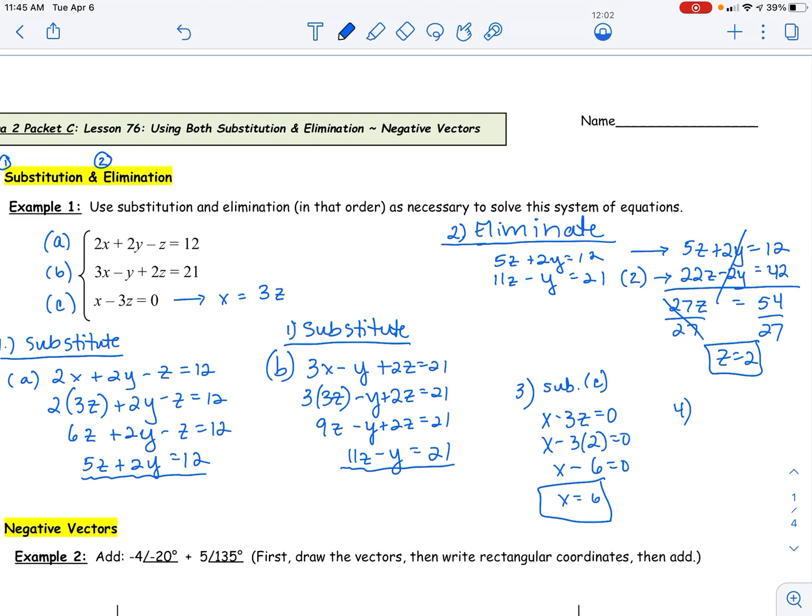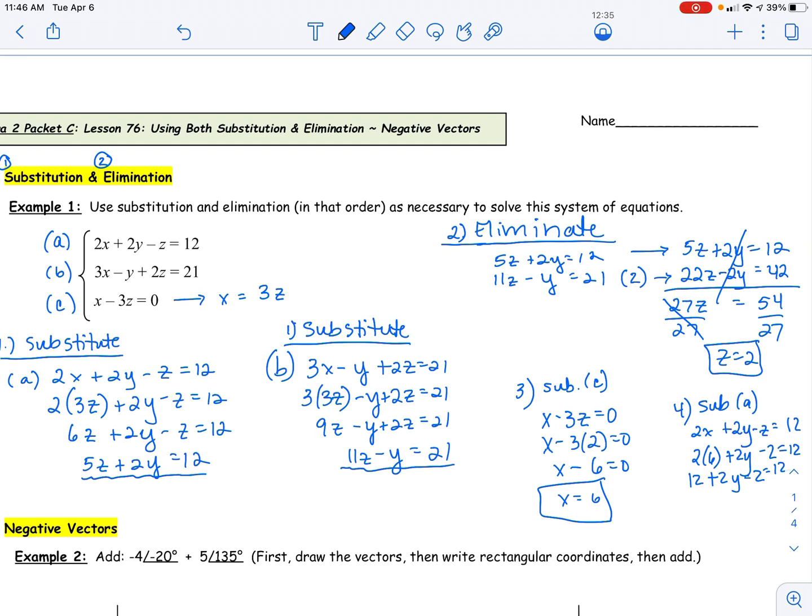And then number 4, we're going to substitute again, but this time we'll substitute into either one of the other ones. I'm just going to pick A because the numbers are smaller. Why complicate things more? So we're going to take 2x plus 2y minus z equals 12. And we're going to now plug in our x and z values. So we have 2 times 6 plus 2y minus 2 equals 12. So we're going to solve for y here.